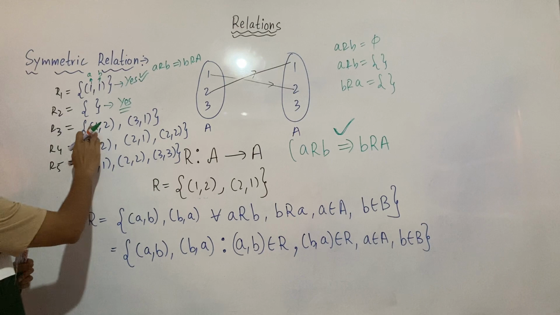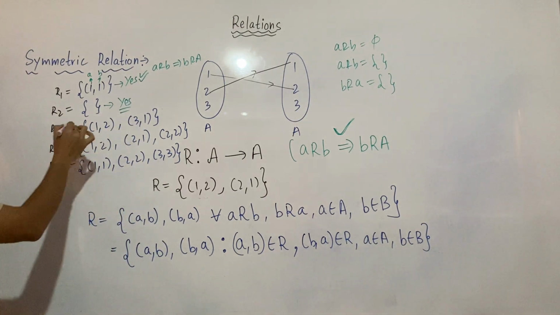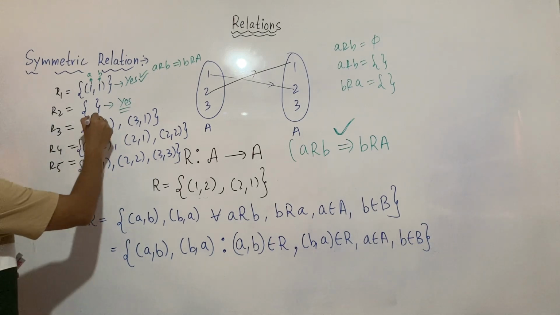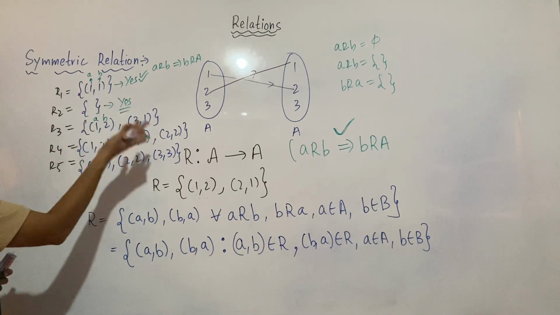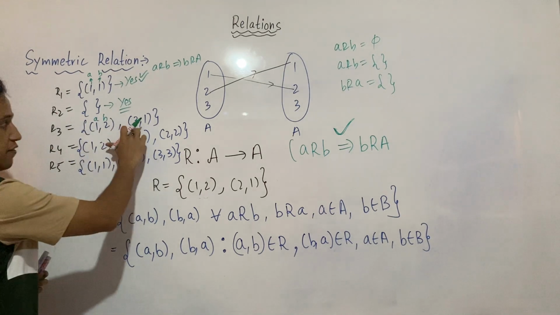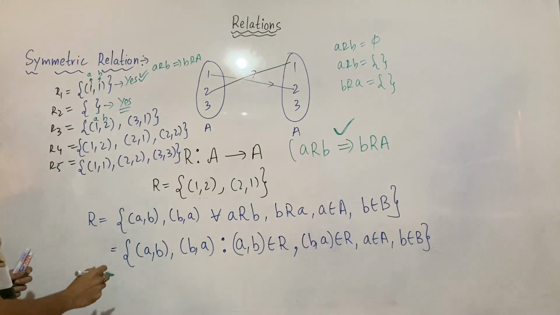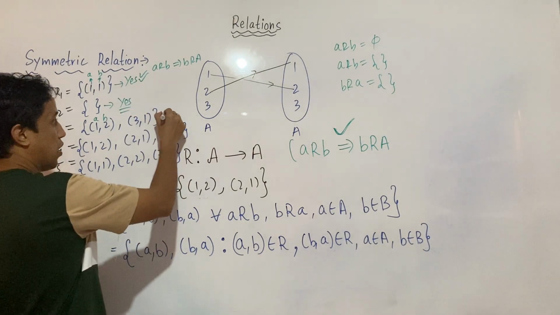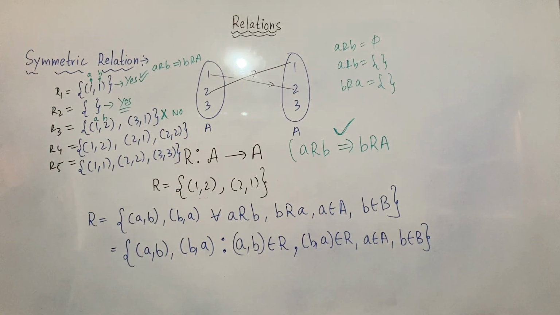Okay, now come to R3. Relation R3, we have two ordered pairs (1, 2) and (3, 1). Now see here, if you take this one as A, this one as B, then if A is related to B, we must have B related to A. So (2, 1) is missing here. Same, if 3 is related to 1, then 1 must also be related to 3. So this is not a symmetric relation.